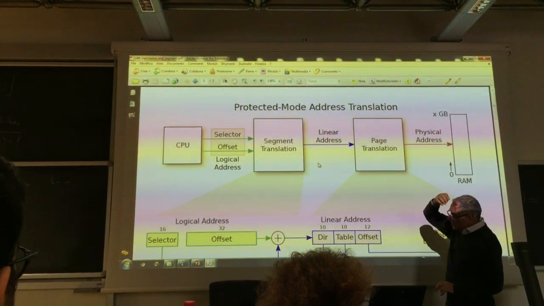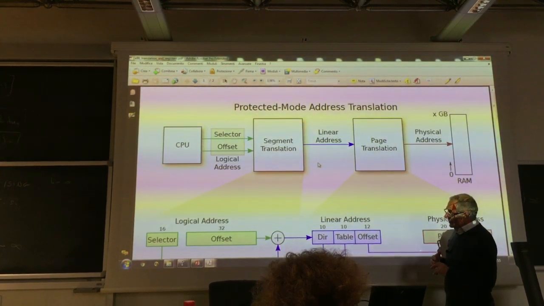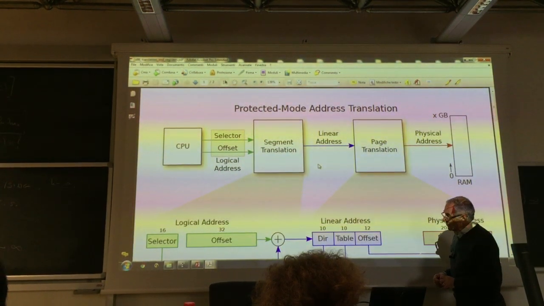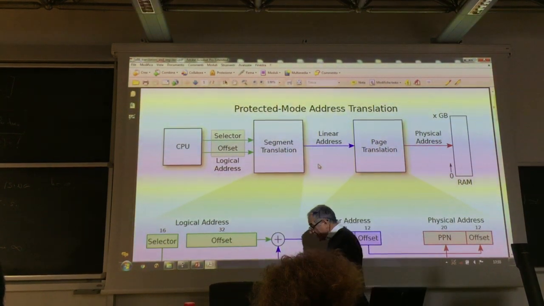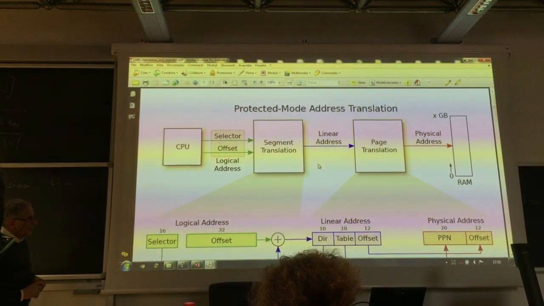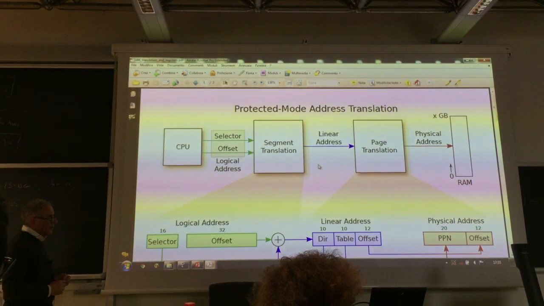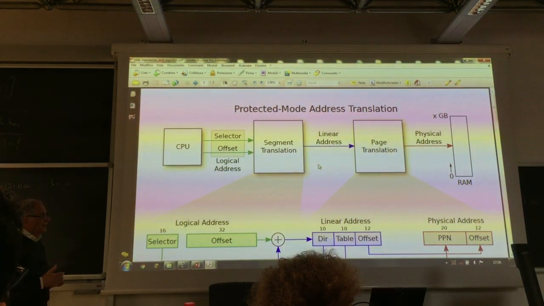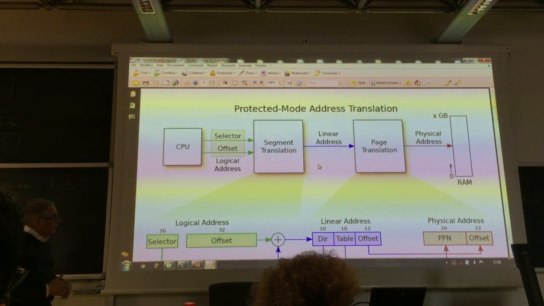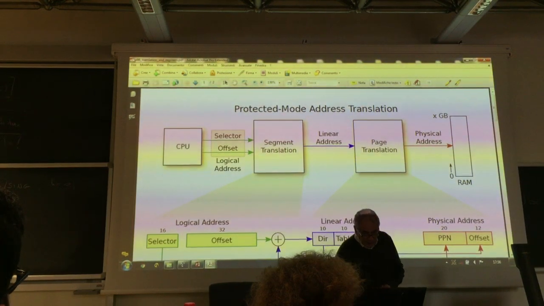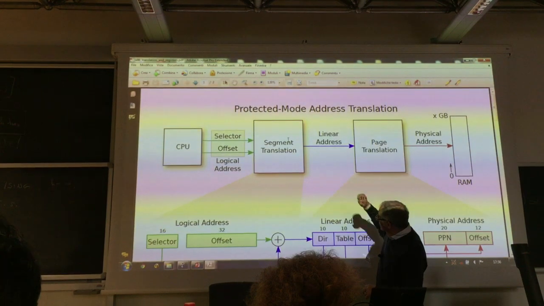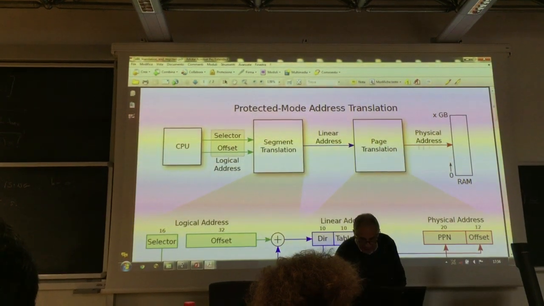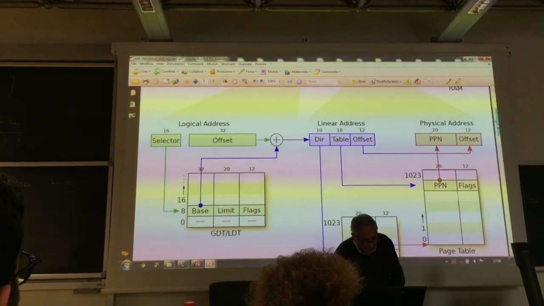So you have the CPU that generates the logical address with a selector and offset. Selector is not segment. Selector is a number that includes information about which kind of address it is, so whether it's an address for an interrupt table, a global descriptor table, or a local descriptor table. The segment translation produces the linear address, and possibly the linear address is mapped by the page translation mechanism.